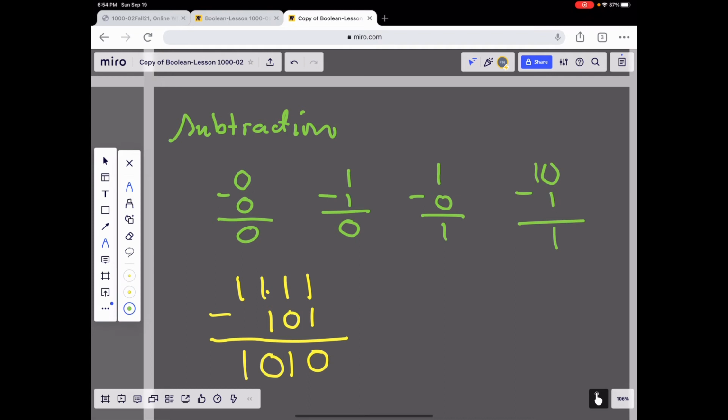Let's say you have another example. 1, 0, 0, 1 minus 1, 1, 1. So 1 minus 1 equals 0, that is okay. But 0 cannot minus 1, so you borrow from here. Borrow from here, that means 1. Okay, 1 minus 1, you borrow from here, so you got 10 now. 10 minus 1.